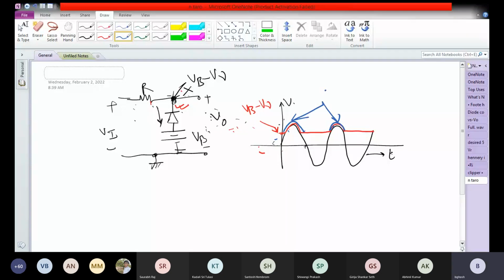So the output voltage becomes equal to the input voltage when the diode D is off. And when the diode D is on, the output voltage cannot fall more than VB minus V gamma. The moment the input voltage touches here and starts to become lesser, the diode starts conducting, and the output voltage will be held at VB minus V gamma. It cannot fall more than that.